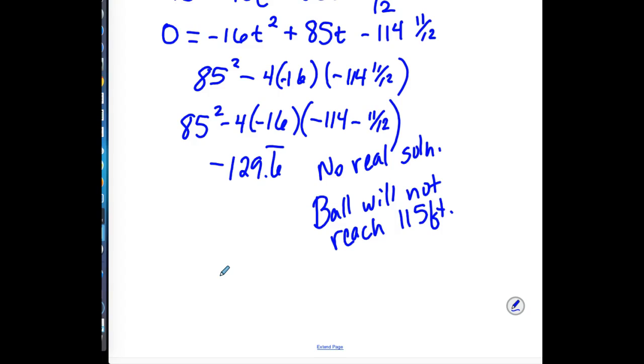So, make use of the discriminant. Don't go through the whole big quadratic formula if all they're asking you is, is it possible? All right, now, if I wanted to know when that would happen, then yes, we have more work to do, but that wasn't the original question.